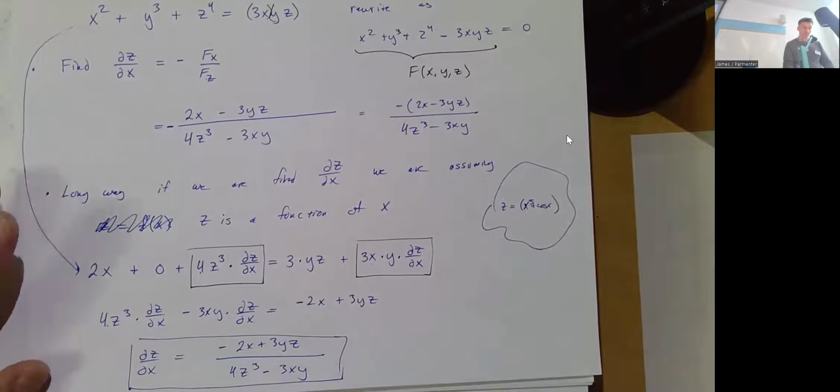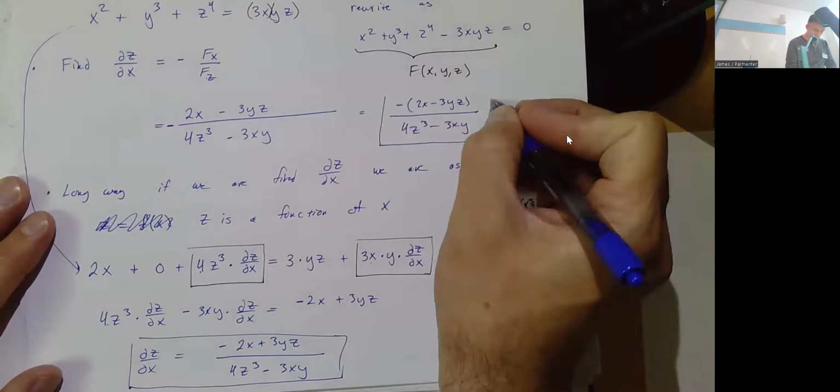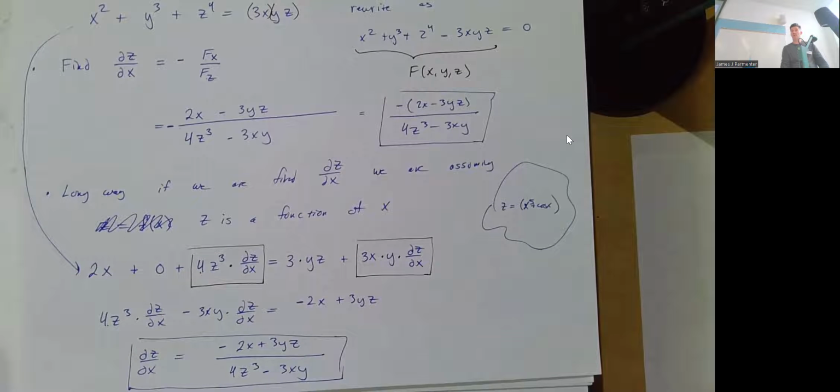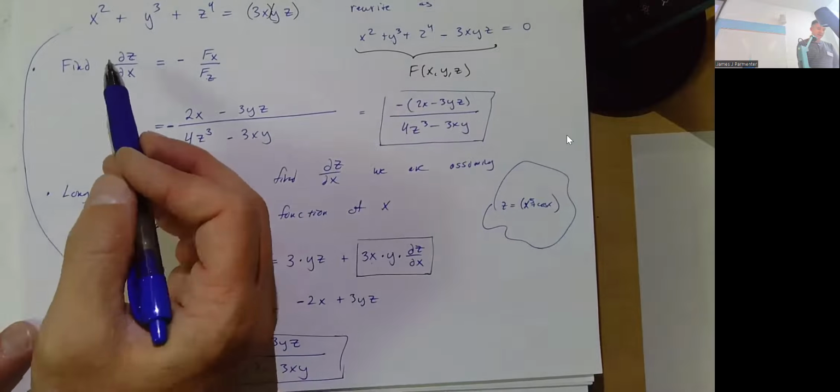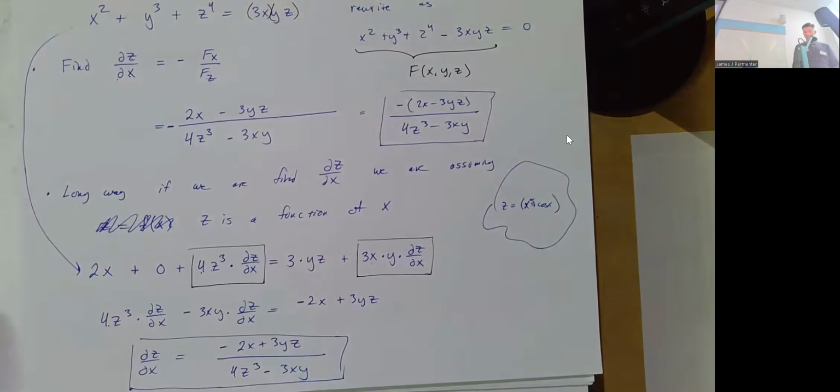Certainly computationally easier to do the first thing. Not just computationally, I think also inside your head, right? It's much more mental work to be like, oh yeah, z is a function of x. So when I take the derivative of z to the fourth, I get 4z cubed times z prime. Whereas up here, you're just kind of throwing a formula out. You're saying, okay, I want to find del z del x, it's negative Fx over Fz.